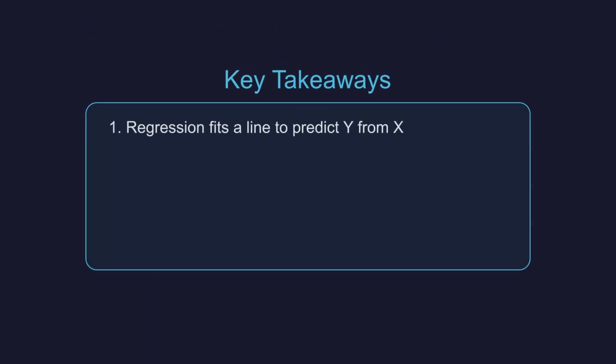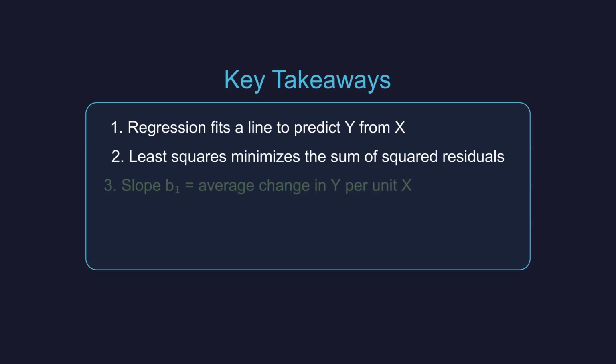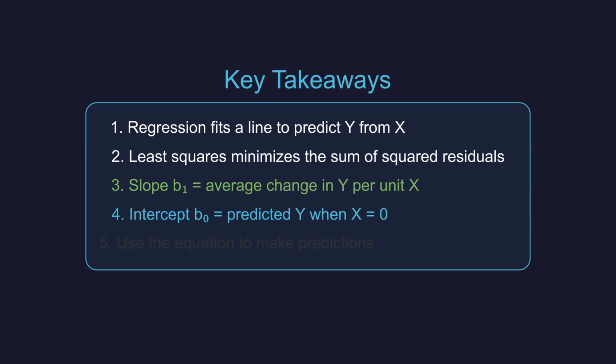To summarize, regression fits a line to predict y from x using the least squares method. The slope tells us the average change in y for each unit increase in x. The intercept is the predicted y when x is 0. And once we have the equation, we can plug in any x value to predict y.